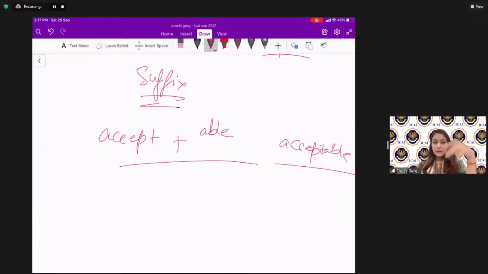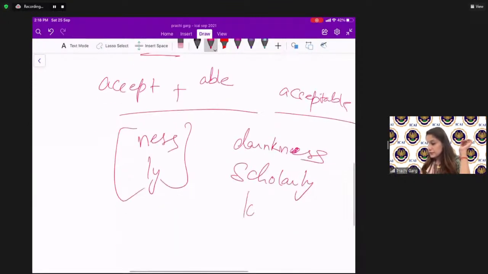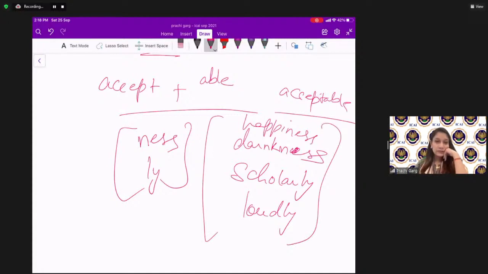I have other suffixes like ness and ly. Now look at these two. Can they survive alone? No. I'd say 90% of the chances they cannot survive alone; there are only a few cases where they do. So here you need another word: darkness, scholarly, loudly, clear, happiness. There are so many words that you can make from these.